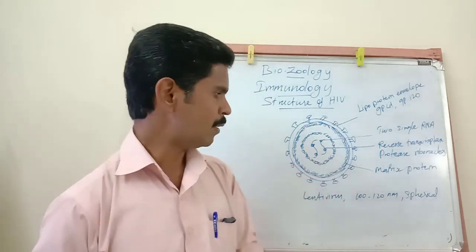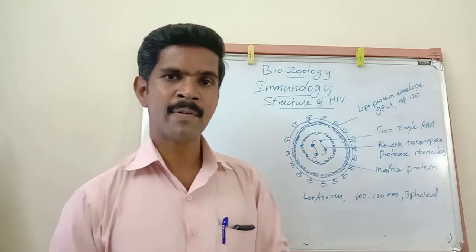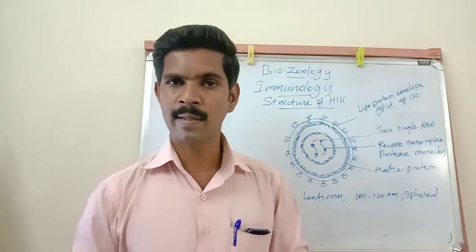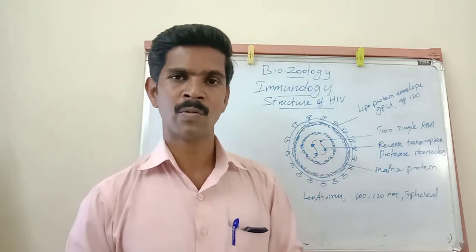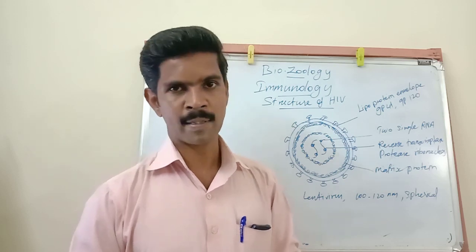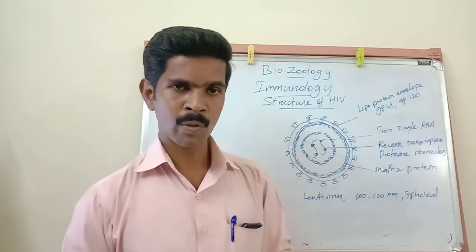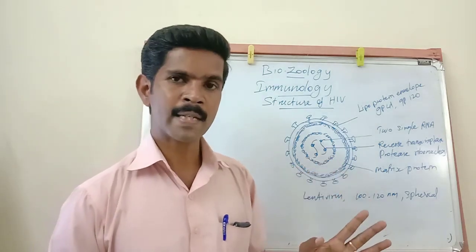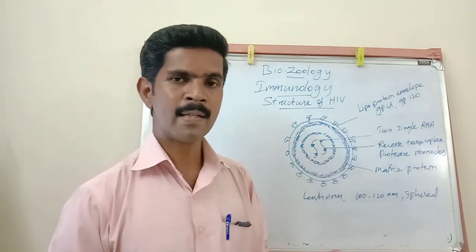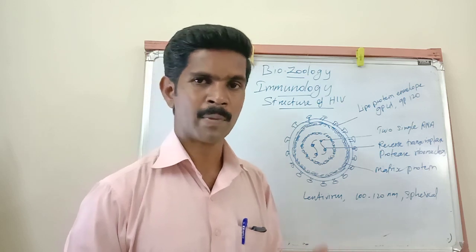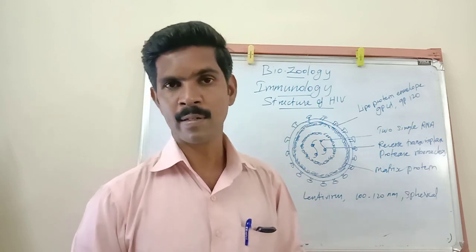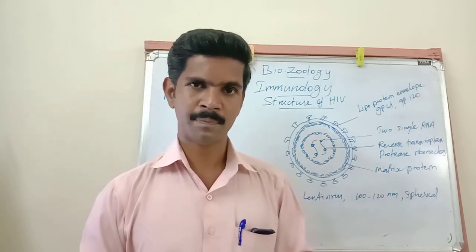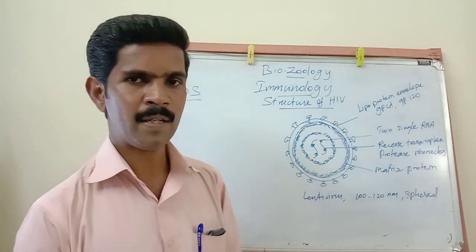The size of the HIV virus is 100 to 120 nanometer in diameter. So the genus name is lentivirus, the shape of this HIV virus is spherical, and the size is 100 to 120 nanometer in diameter. Listen very carefully.